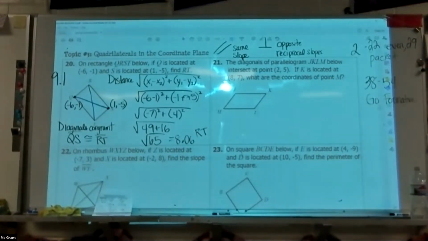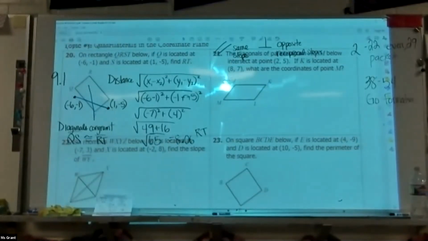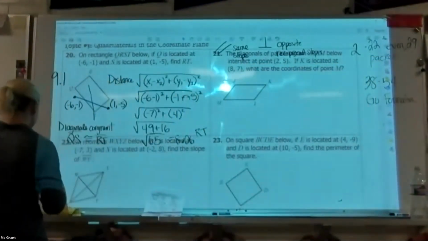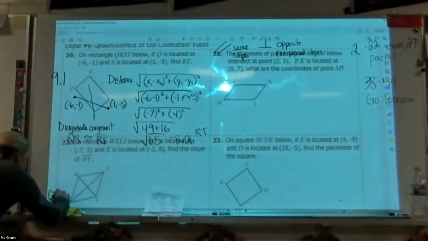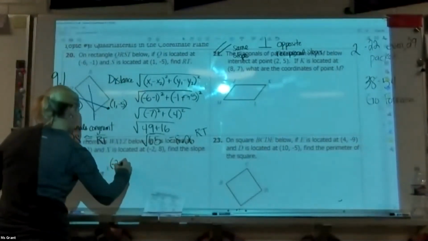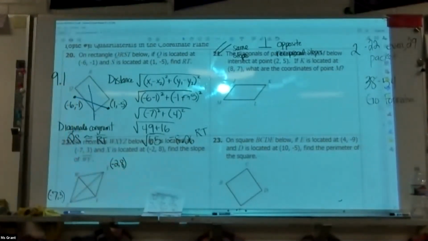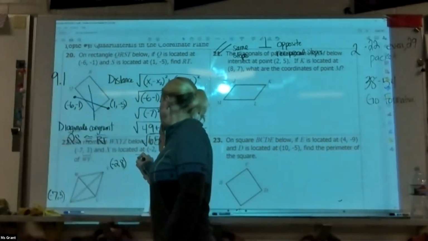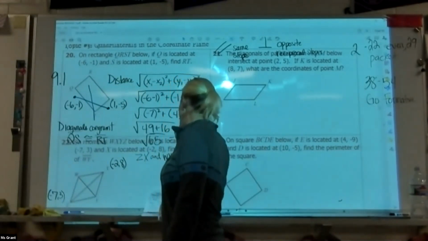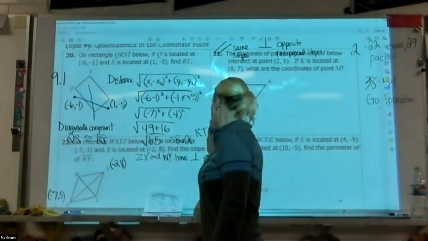All right. On 22, Z is located at -7, 3. And X is located at -2, 8. Find the slope of WY. ZX and WY have perpendicular slopes.